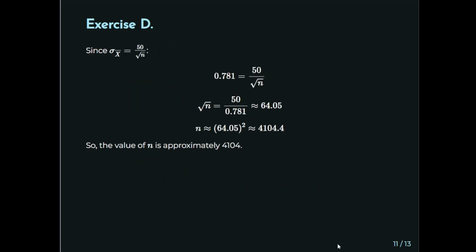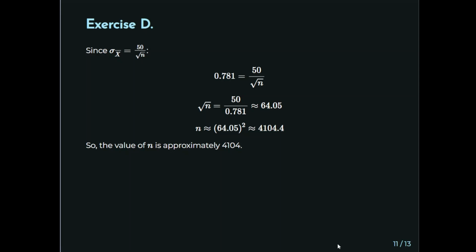Okay. So since sigma of x bar is 50 divided by the square root of n, essentially what we have here is a value of 0.781. That's our sigma of x bar. And that is equal to 50 divided by the square root of n. So what we have to do is solve for n here. So just rearranging that equation, the square root of n is equal to 50 divided by 0.781, and that is equal to 64.05.